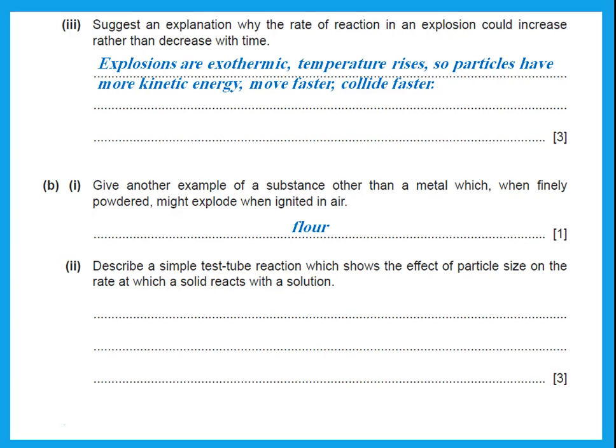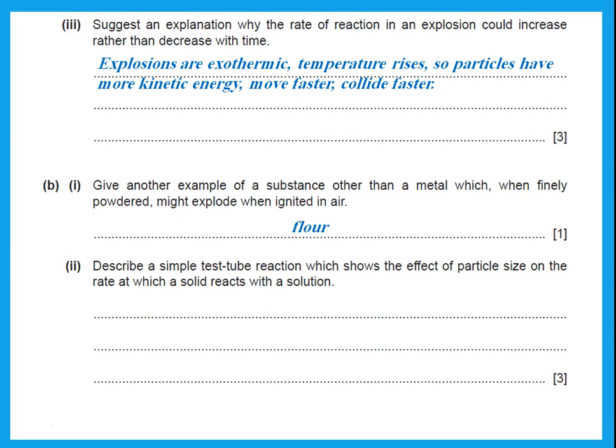So, finely powdered flour, sometimes the flour mills have explosions because when the flour is ground to form very small pieces or powder, this means we have more surface area exposed to the air, and that means flour, remember, is carbohydrates, so it will react, it will burn in oxygen to form carbon dioxide and water. So that is a very fast reaction if the flour is in the form of fine powder.